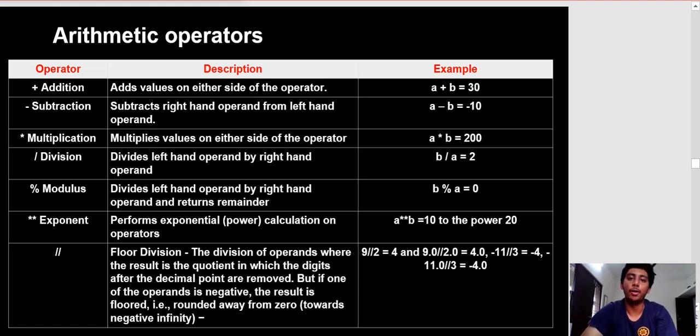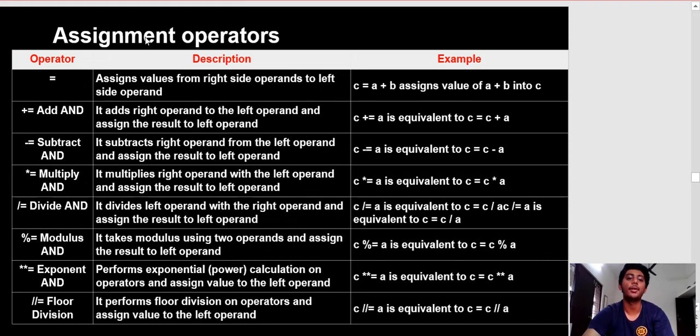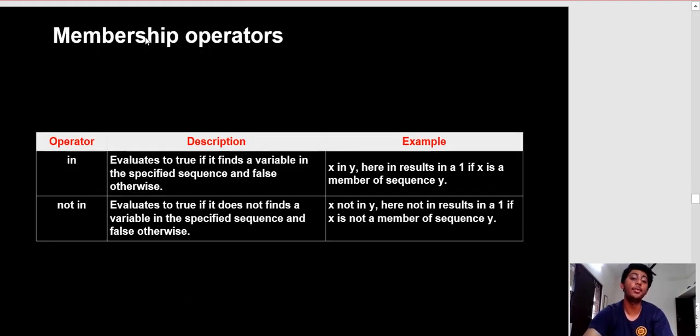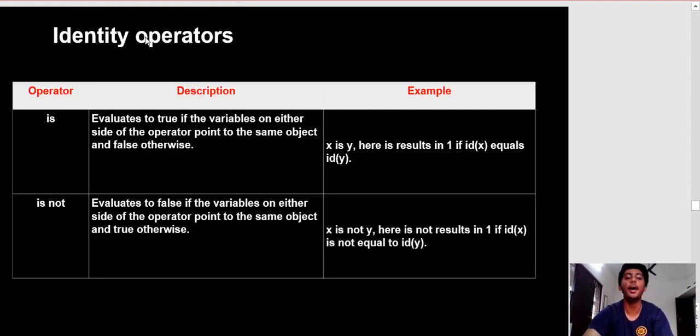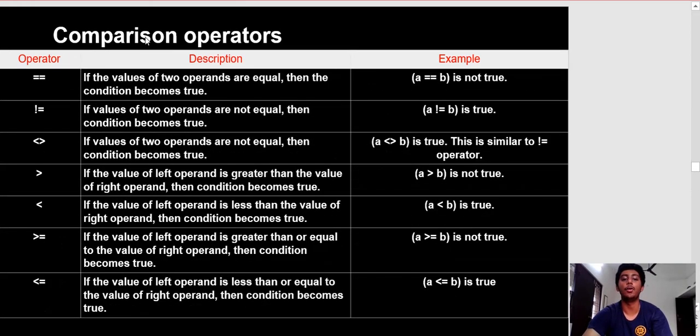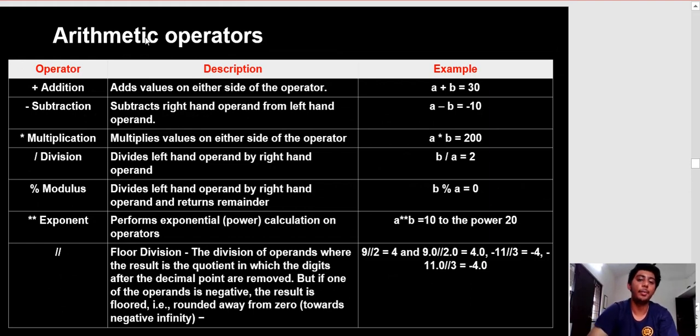Today I am going to explain the topic of operators. There are basically seven kinds of operators: arithmetic operators, comparison operators, assignment operators, bitwise operators, logical operators, membership operators, and identity operators. Now we will see all kinds of operators one by one. Let us start with arithmetic operators.